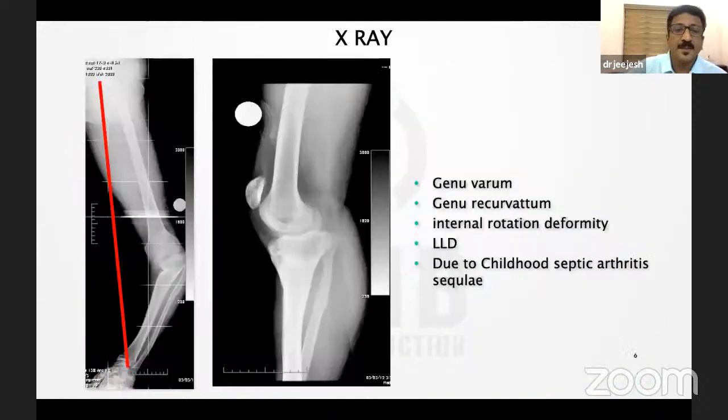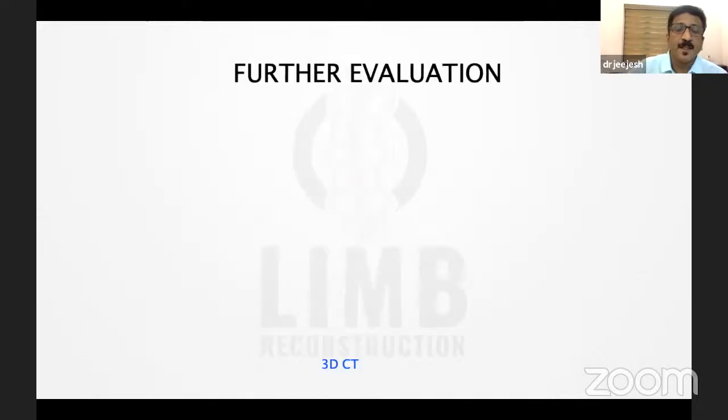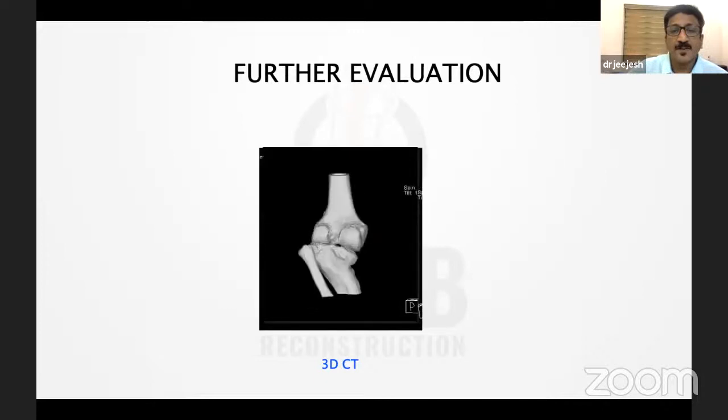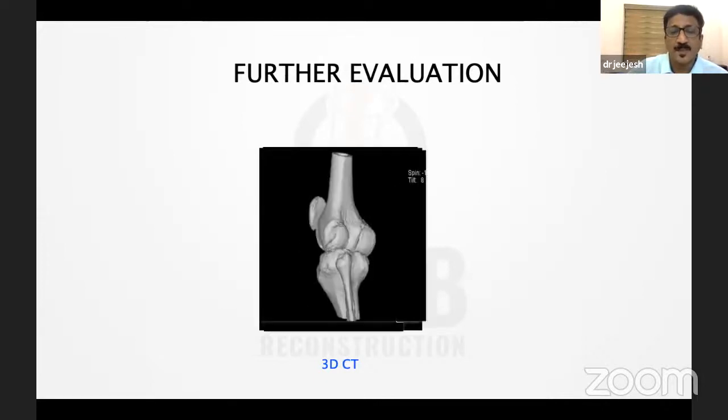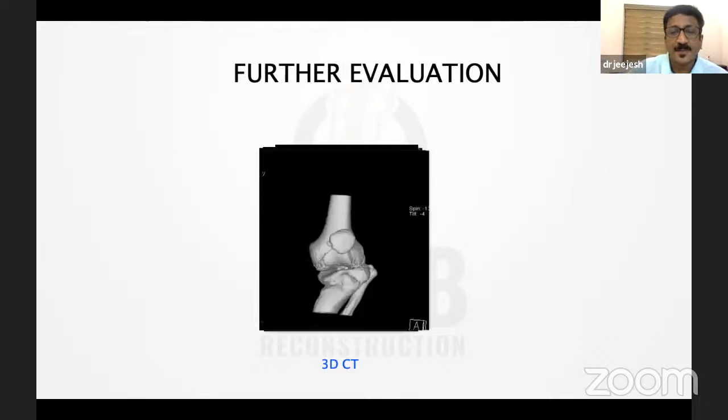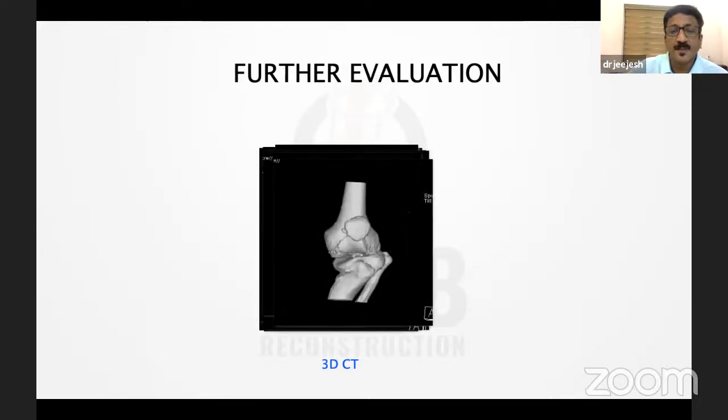illustrated. And these are his X-rays AP and lateral, where you can see the severe deformity of proximal tibia, genu varum and recurvatum deformity in the proximal tibia. And I further evaluated to know the deformity properly, to do a 3D CT and to understand more about the deformity.